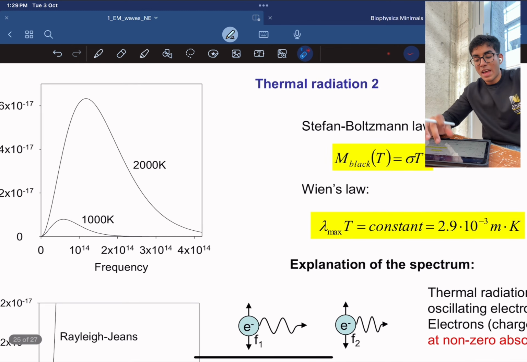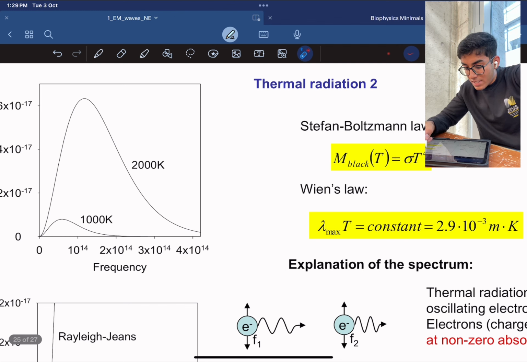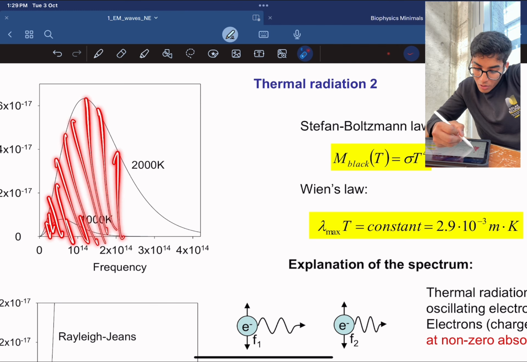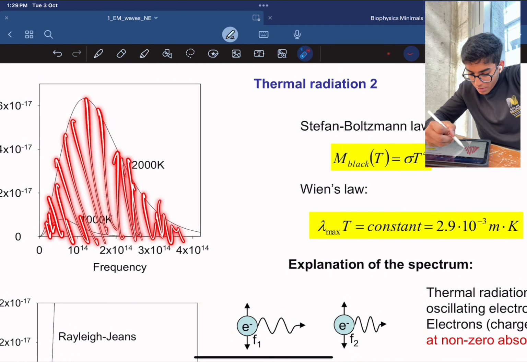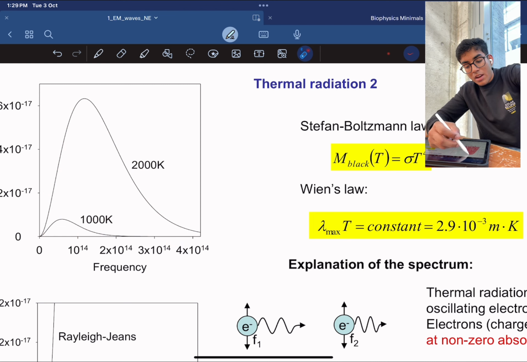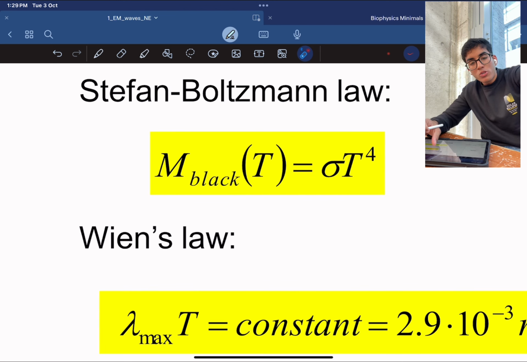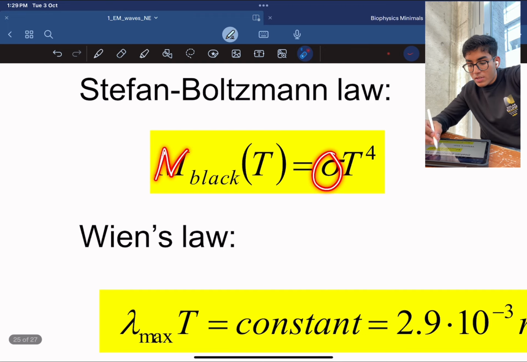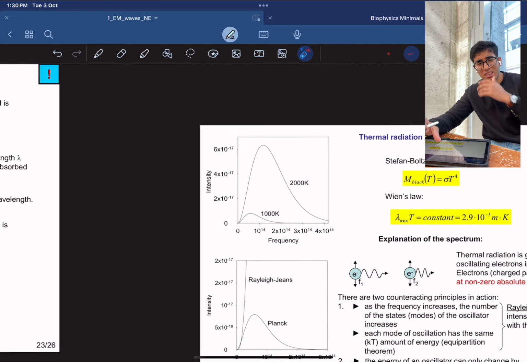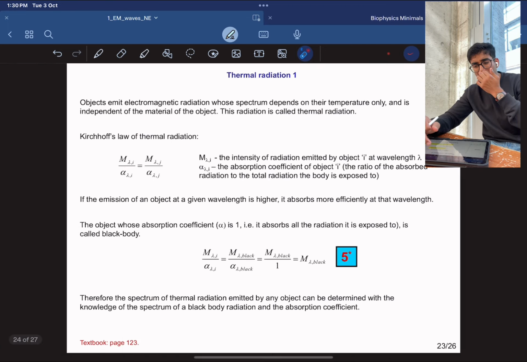Okay, he just stated that the intensity, that is sigma, intensity being what? The area under the whole curve. Okay, the energy basically. Energy. Intensity is different than energy. Energy is the area under the whole. It can also be found using this formula, which is the M black. That is the intensity of the radiation.